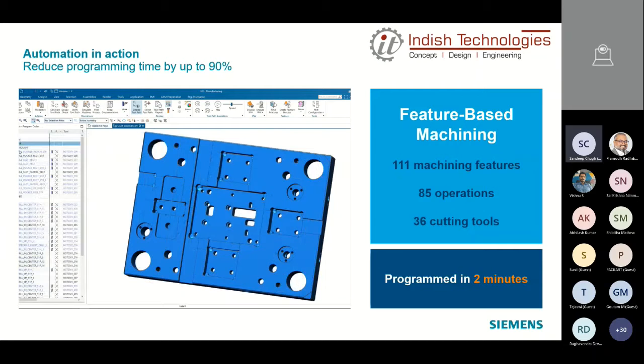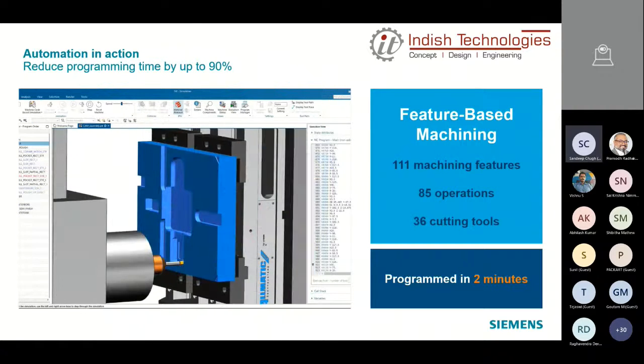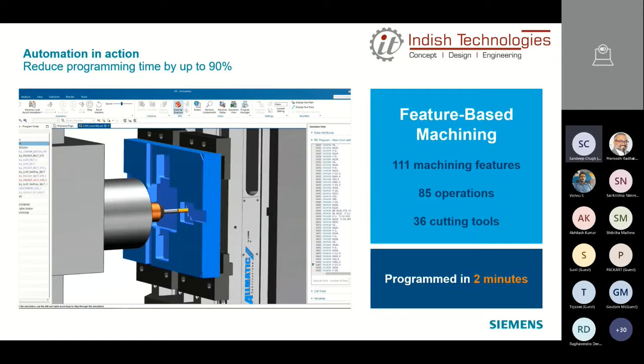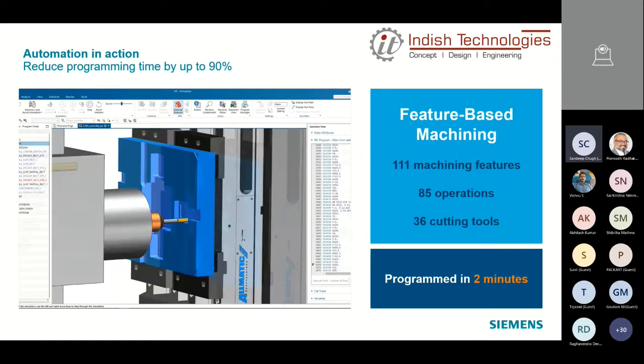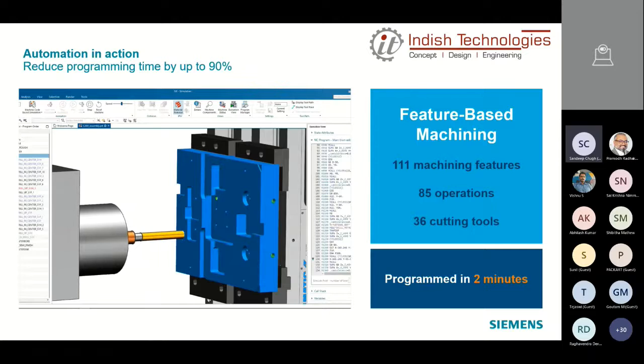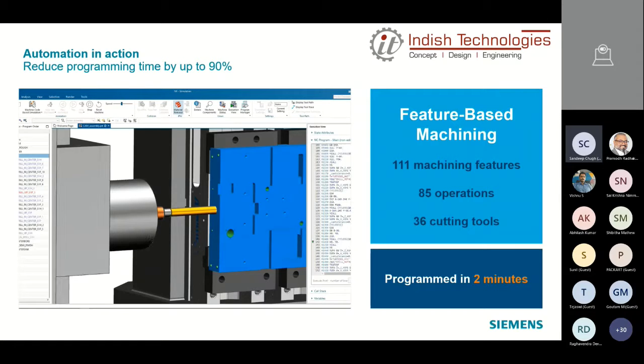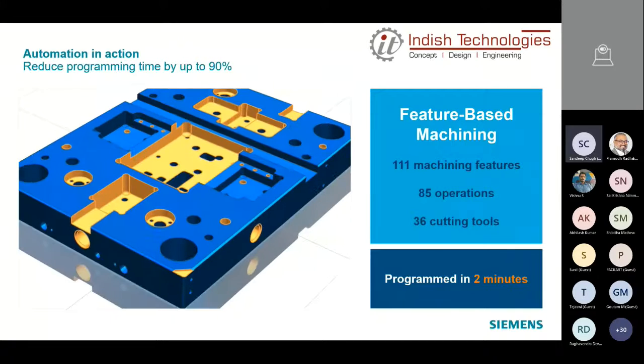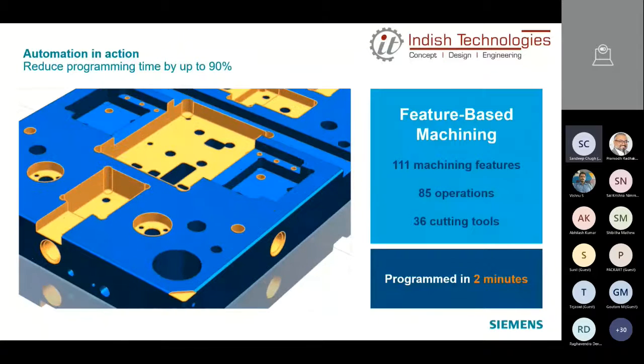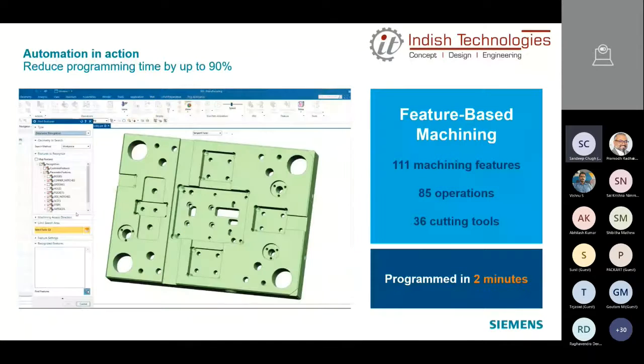You just click and it selects all the features, and based on knowledge, it generates the same toolpath for pocket, same toolpath for drilling, same toolpath for faces. By same, I mean the strategy, the sequence, and the features which were used for the previous operation.